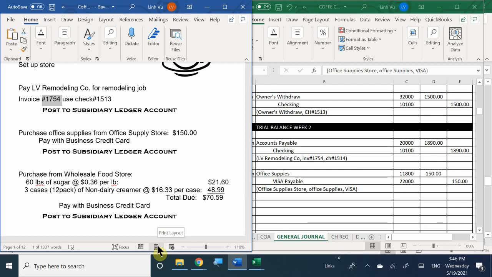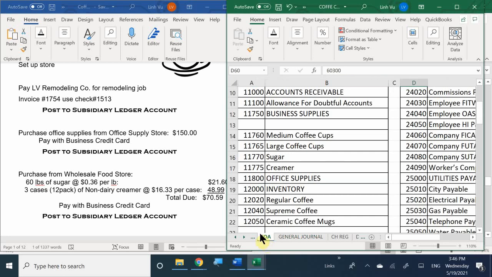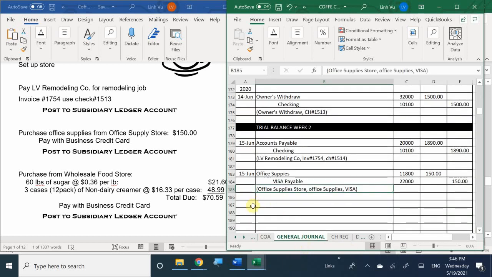Now I have a question. Would we start off with business supplies for this one? Let's take a look at the chart of accounts. Well, no, because there's an account for sugar and creamer. It would be sugar, 2160. The chart account number was 11770. And that's 2160.